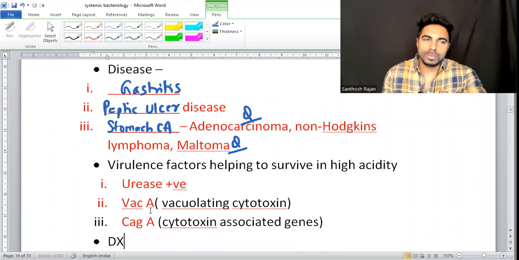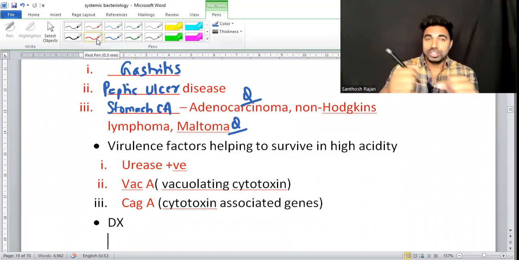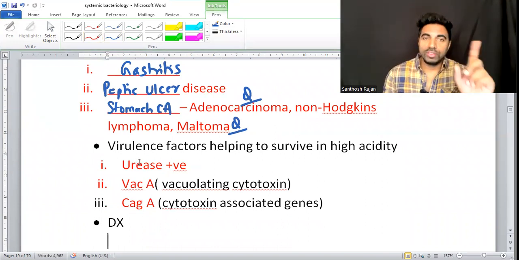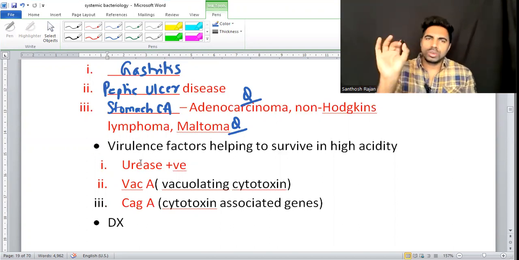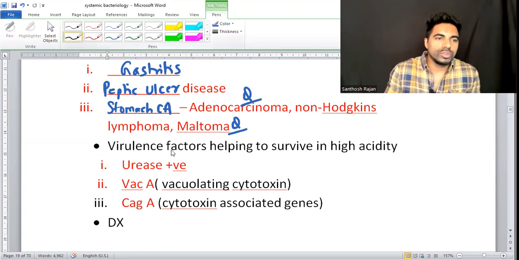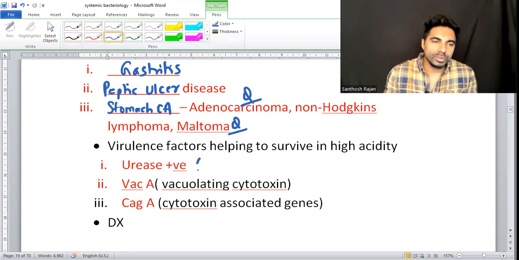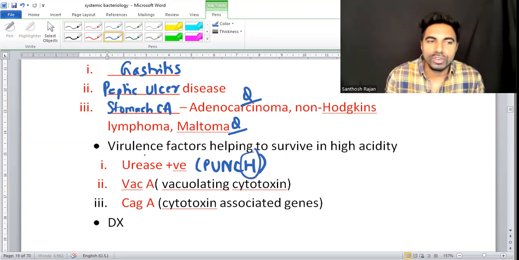What are the virulence factors? Virulence factor is urease positive. Urease positive: see, for urease we have a punch. When someone says urease, give a punch. In PUNCH, P for Proteus is very important, and P-U-N-C-H: C for Cryptococcus and Nocardia, U for Ureaplasma, and H for H. pylori. Don't forget that; it is an important question, frequently asked. Because urease has a very important role, when someone says urease, give a killer punch, not a normal punch. K for Klebsiella also, right? And this H stands for H. pylori. So urease positive is an important virulence factor.